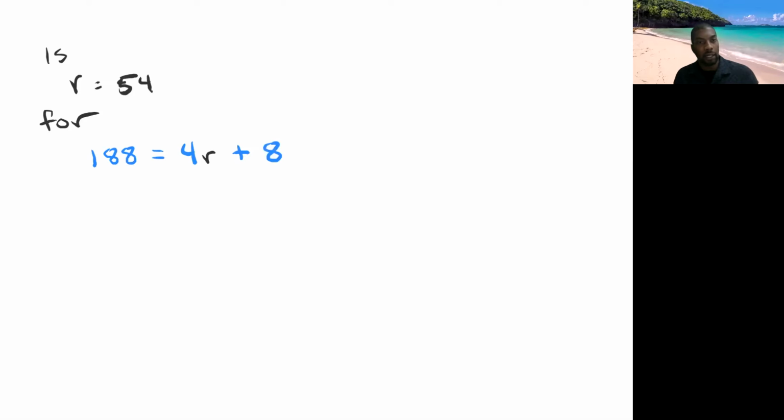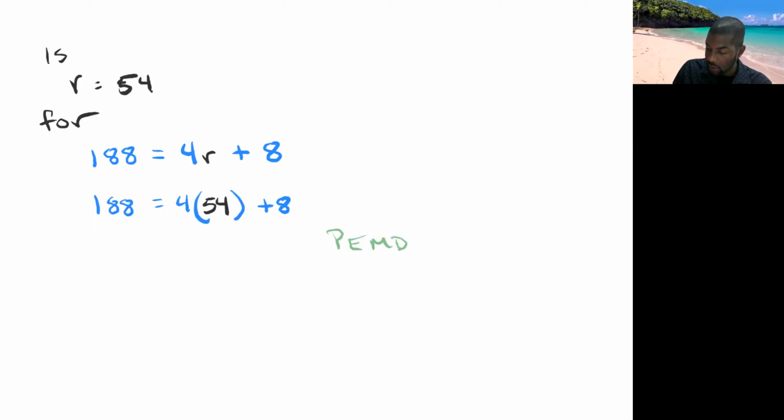All right, step one, let's replace the variable. So I'm going to rewrite the equation. I'm going to substitute R for 54. I'm going to add the 8. Then I'm going to refer to PEMDAS. Do I have parentheses? No. Exponents? No. Multiplication? Yes. 4 times 54, right? That's what it means. I'm going to use my calculator.